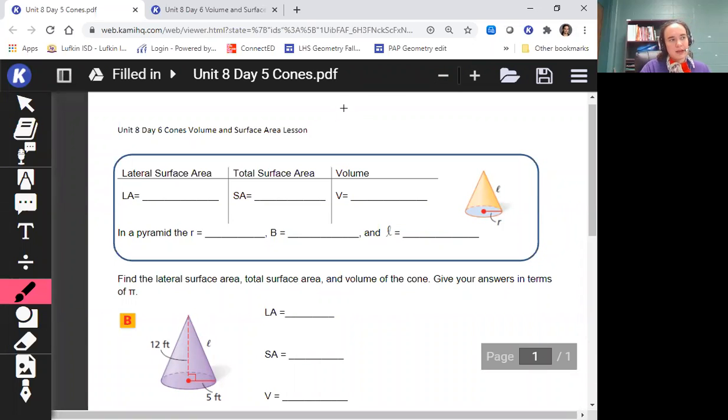Today we are working on the volume and surface area of cones. So R stands for radius, B stands for area of the base, L stands for slant height, and we do also still have H standing for height.